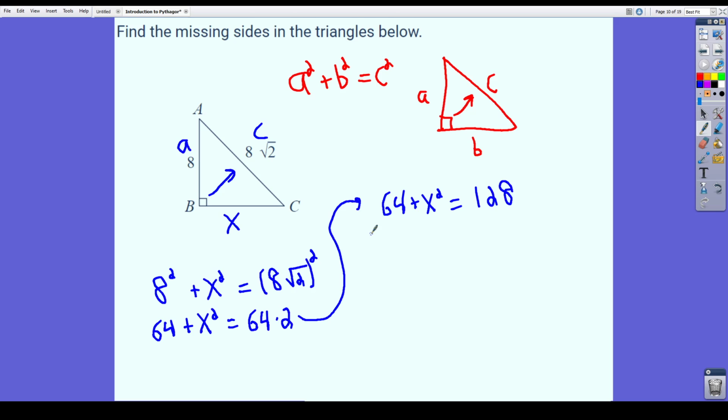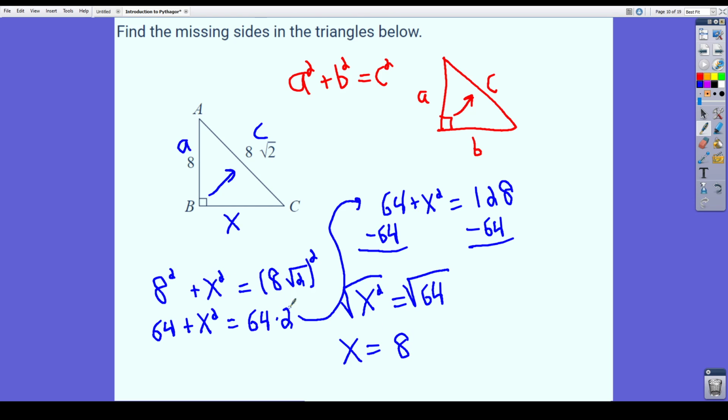And then I'm trying to get x by itself. Subtract 64 from both sides, and you'll get x squared is equal to 64. Now, to get x by itself, because that's what I'm looking for, I don't want x squared, I want just x. As I said before, the square root would cancel out the square. So you take the square root on both sides and get x equals 8. Therefore, that is your missing side, BC.